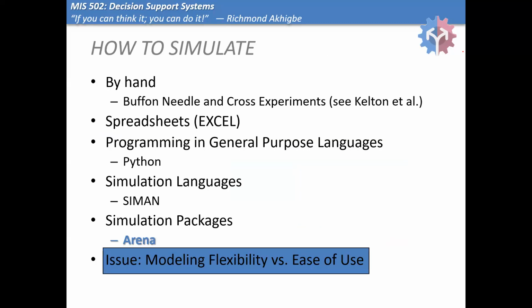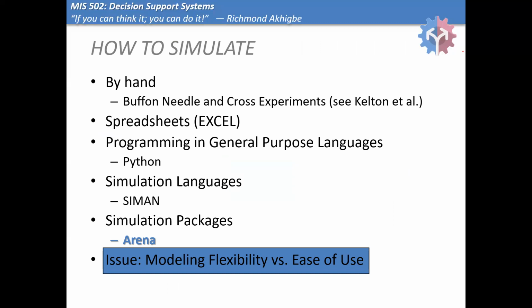So how to simulate? Just like clustering, we can look at a few examples that can be done by hand, but we will not do it. There's no point doing it. It's not a purely simulation course. We are looking at it under the DSS course. If you have a simulation course, then you have to go deeper into it. But there's a famous example called the Buffon needle and cross experiment, which is in a book that people in simulation typically do by hand. It's a very interesting one, but again, not within the scope.